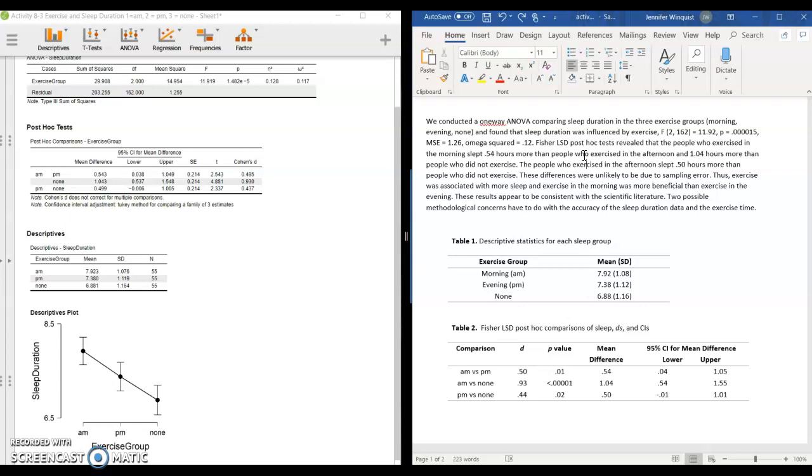Okay. So remember, you also want to consider the scientific literature as well as any methodological concerns. And I know you may not know a lot about the research methodology here, but you could probably infer that maybe we have some concerns about how accurate their measures of sleep were, how accurate people's measures of exercise time were. And those things give you a little pause and make you a little more cautious in interpreting your results. But overall, these are strong results suggesting that exercise led to greater sleep duration, and also that exercising in the morning was more helpful.